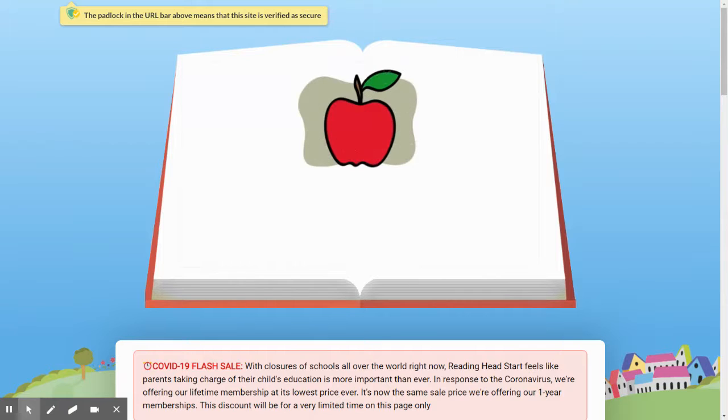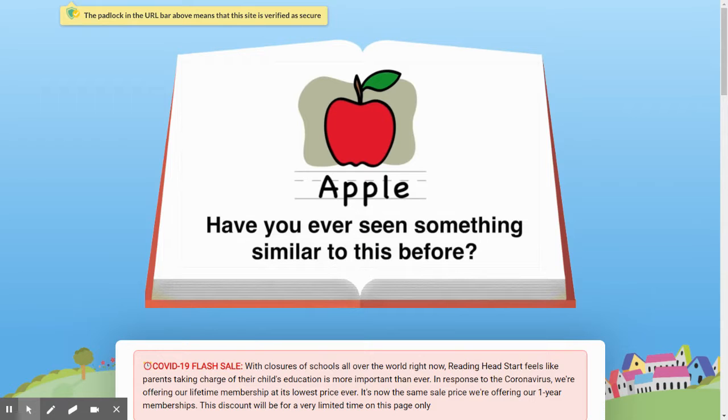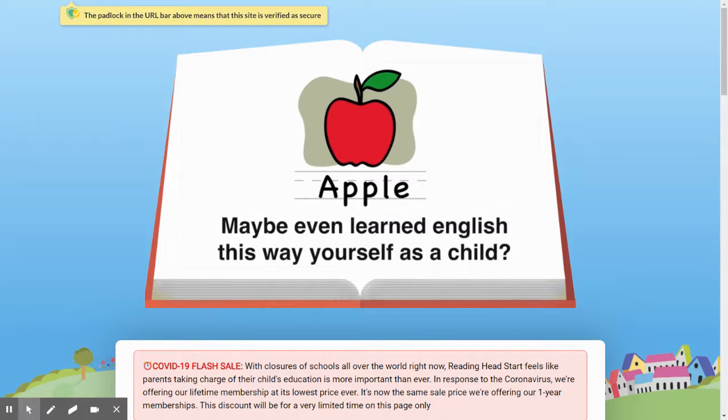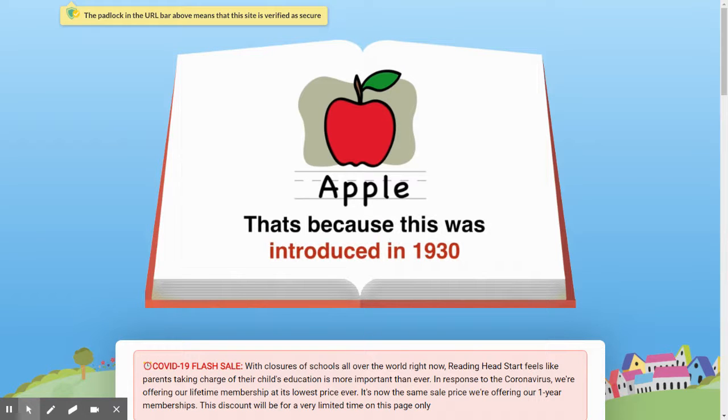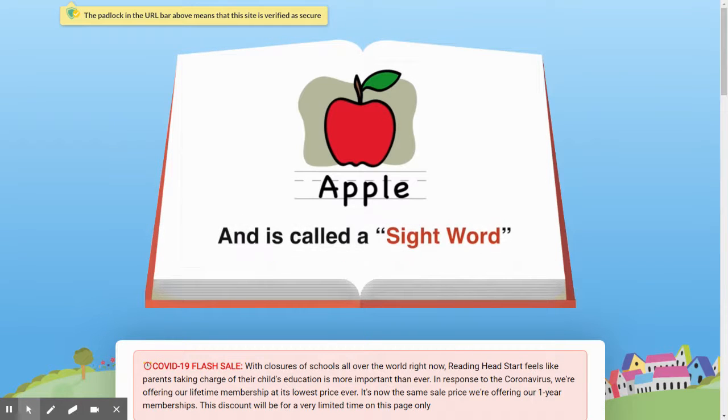First off, your child's shown an image of an apple. Then below that, the word apple. Have you ever seen something similar to this before? Maybe even learned English this way yourself as a child? That's because this was introduced in 1930 and is called a sight word. The reason sight words will destroy your child's chances of quickly and easily learning English is this.